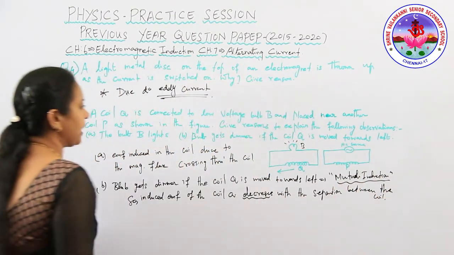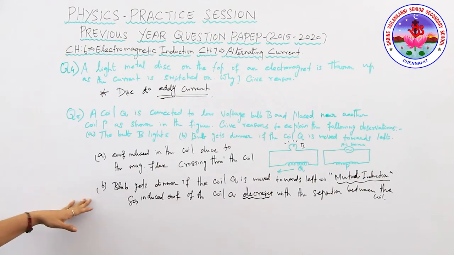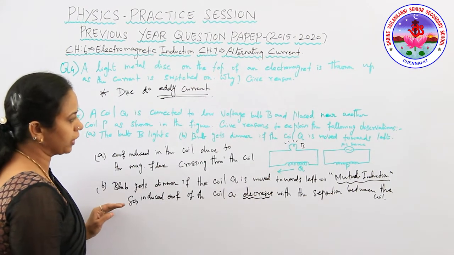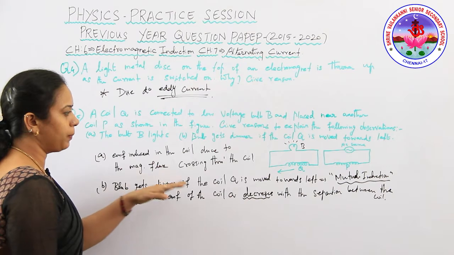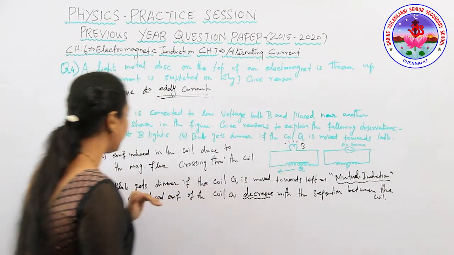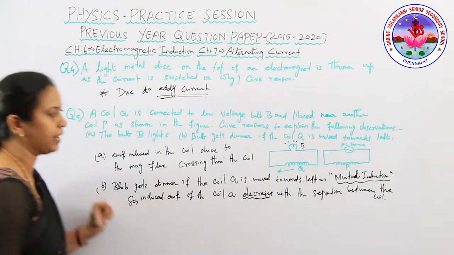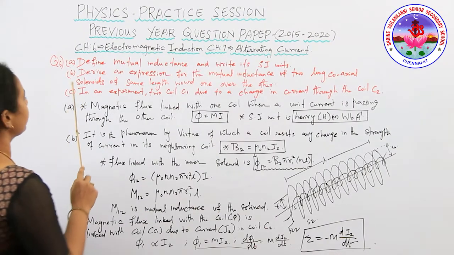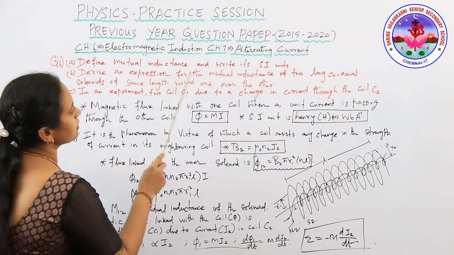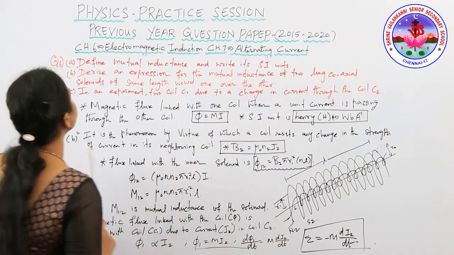Right. So because of that, the bulb gets dimmer. Suppose you moved the coil Q, right? Due to the mutual induction this is happening, and also the induced EMF of the coil Q will get decreased, right? Now the next question: define mutual inductance and write its SI unit.